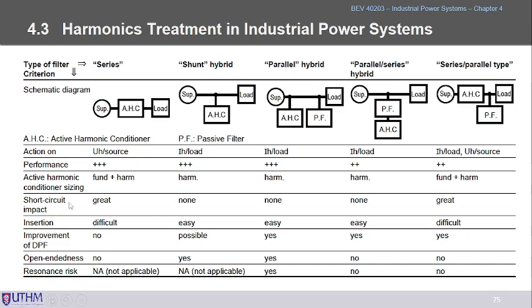For example, we see the active harmonic conditioner size. For this series, it is fundamental plus harmonics, and this one is for harmonics only. So the series will also eliminate or mitigate the harmonics from the incoming supply. But the one for harmonics only won't treat your incoming supply. It only treats the harmonic content from the loads. Okay.